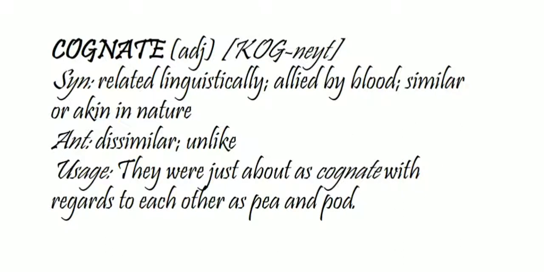Cognate: related linguistically, allied by blood, similar or akin in nature. That means they are related to each other. The opposite or antonym of cognate is dissimilar or unlike. They were just about as cognate with regard to each other as pea and pod. So they are related, very similar, allied by blood, truly related to each other. That is what cognate suggests, right?